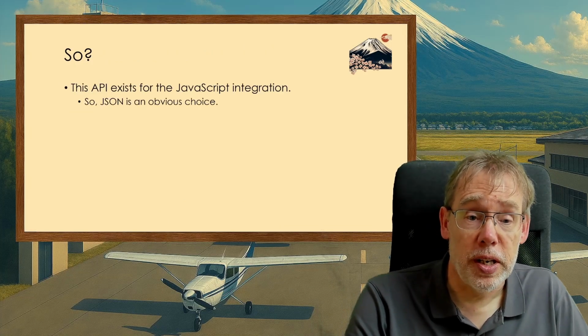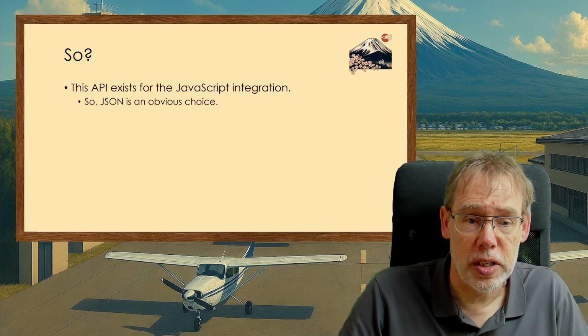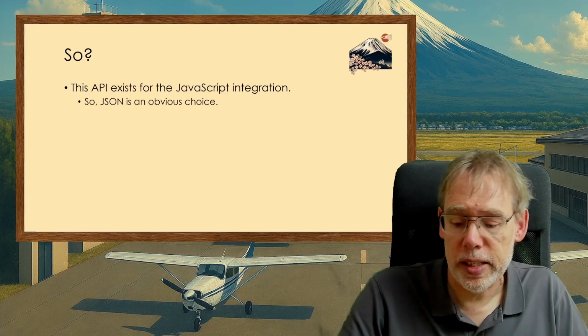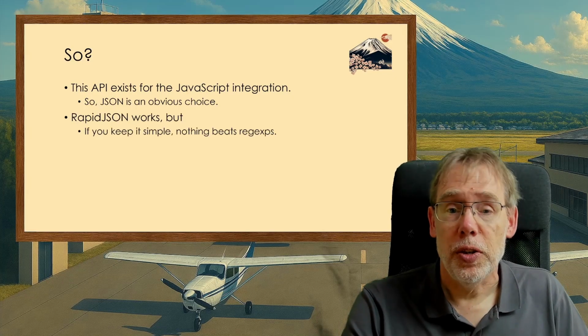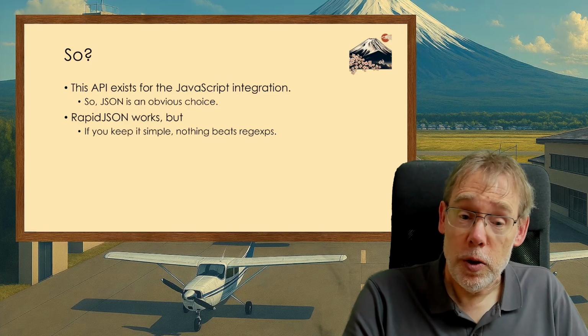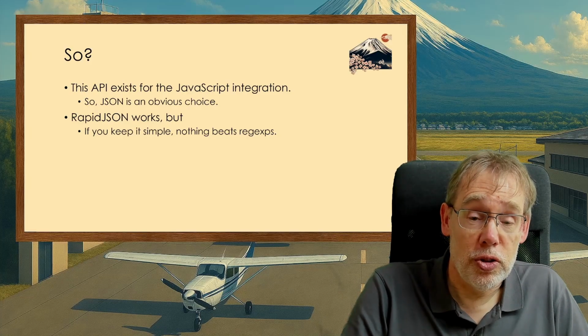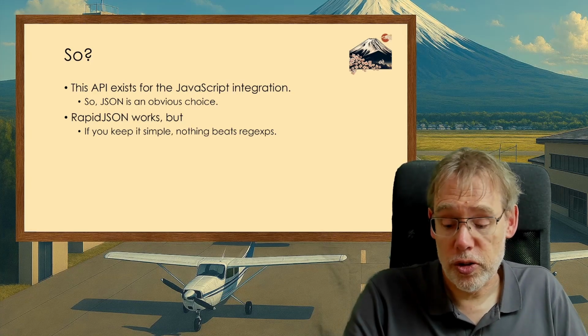So what does this mean? Well, this API exists, of course, for the JavaScript integration. JSON was an obvious choice there, and that's how we got it. Then RapidJSON works, but if you keep it simple, you might actually just use regex. It depends on how complex your structure is.